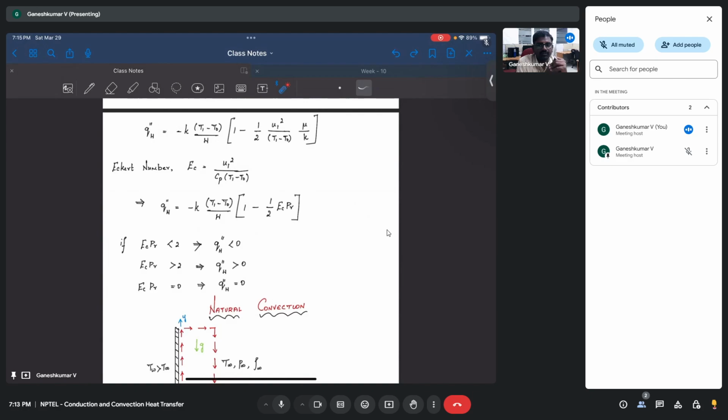But if the kinetic energy is equivalent to the thermal energy, then you should include viscous dissipation. That is what this Eckert number roughly tells. It doesn't matter whether internal energy or thermal energy is getting converted to kinetic energy, or kinetic energy is converted to thermal energy. It has nothing to do with that.